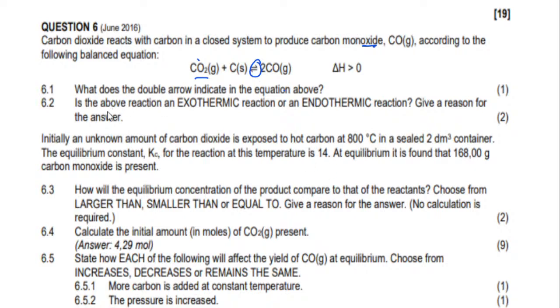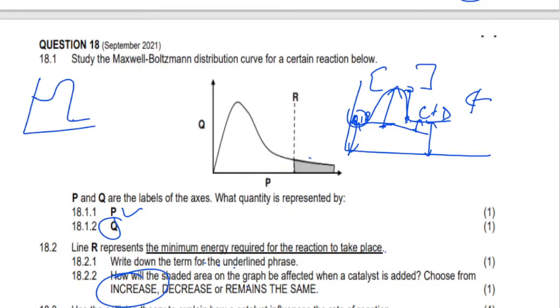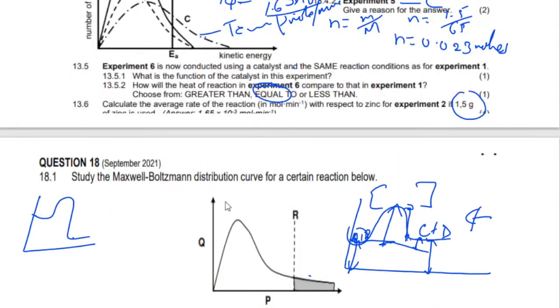Is the reaction exothermic or endothermic? Basically, this reaction is an endothermic reaction. Why? Because the enthalpy change is greater than 0. It takes in heat. This is what I said here, that if the enthalpy change starts from here and ends up higher, it is an endothermic reaction. Start up and go down, it is an exothermic reaction because it releases heat.